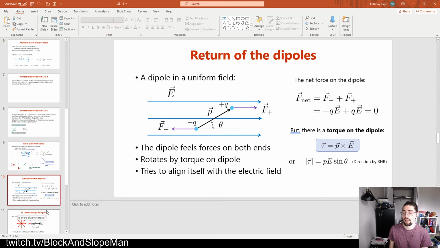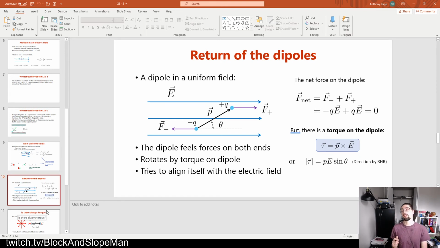And what happens here is that as long as we're not aligned with the electric field, if we are anything but directly aligned either forwards or backwards, then we are going to experience a torque. The dipole is going to try and right itself to align back with the field again. But it's not going to actually move anywhere. It's just going to spin in place because, again, the net force is going to be 0.